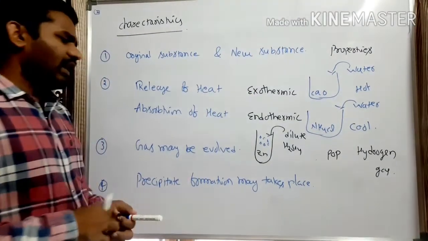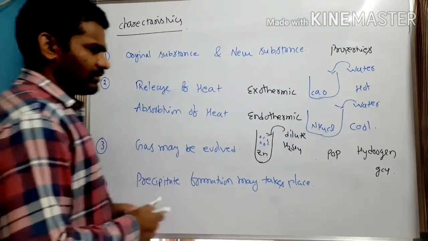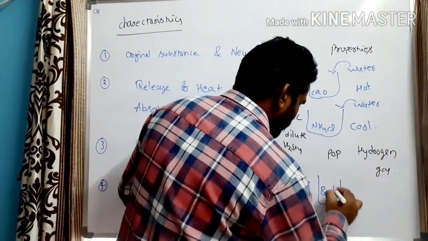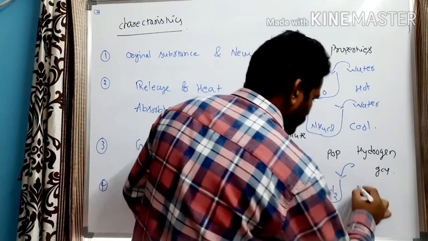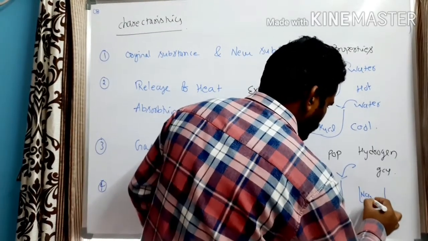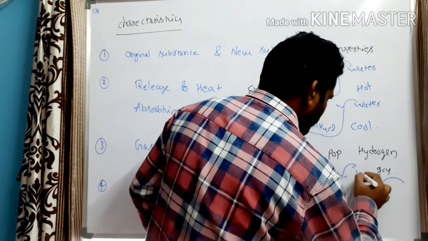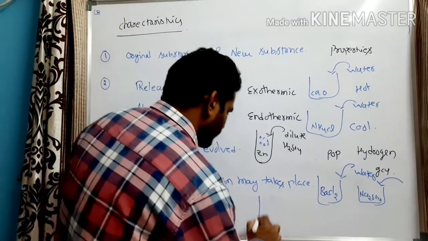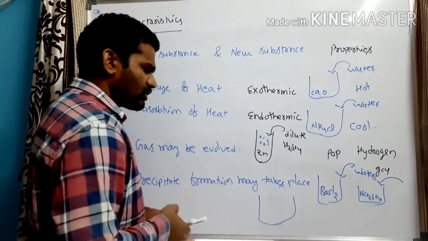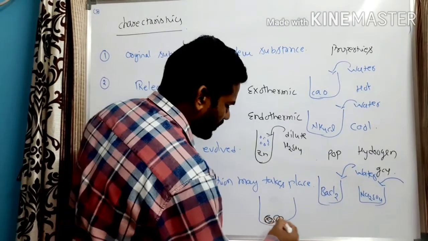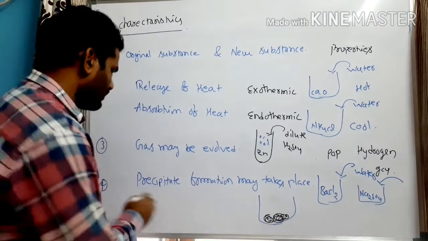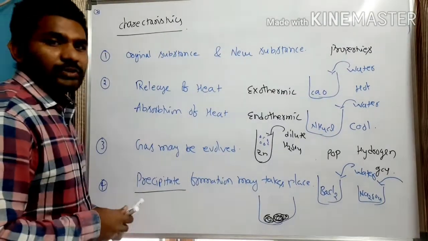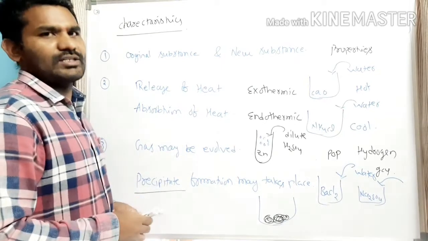Next, you have already seen the reaction between barium chloride salt with water added, and sodium sulfate salt with water added. When you mix both solutions, an insoluble substance is formed at the bottom of the beaker. That insoluble substance formed in a reaction is called a precipitate. That means in a chemical change, precipitate formation may take place.